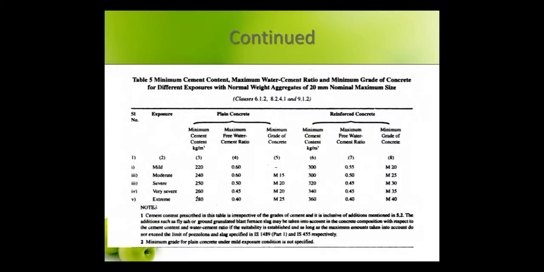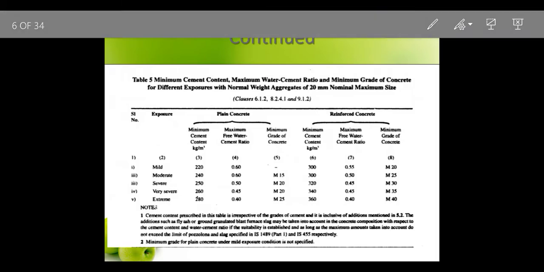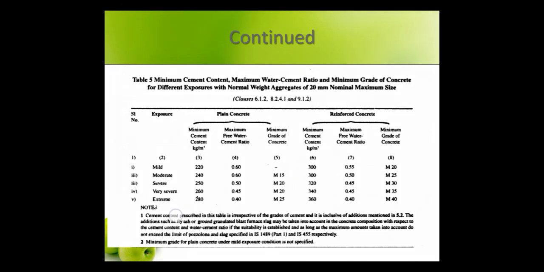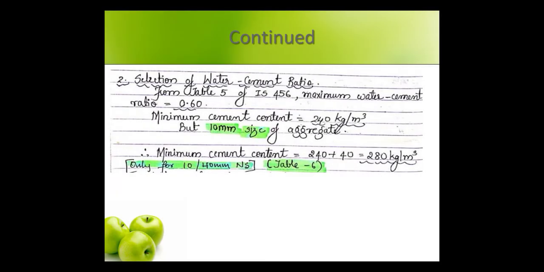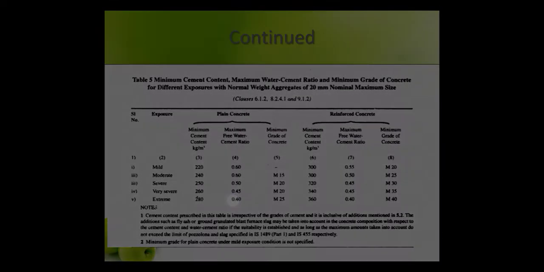So minimum cement content according to the moderate condition is 240, and an adjustment needs to be added because it is other than 20 mm down aggregate, so we need to add 40 extra there. So 240 plus 40, you will get the minimum cement content to be 280 kg per meter cube. So this is the second point.